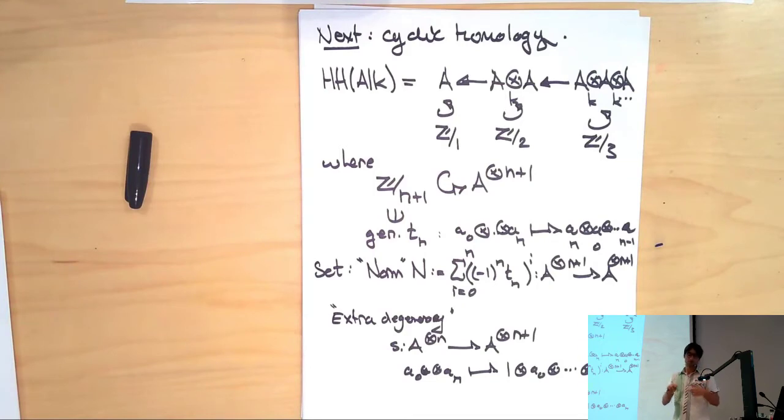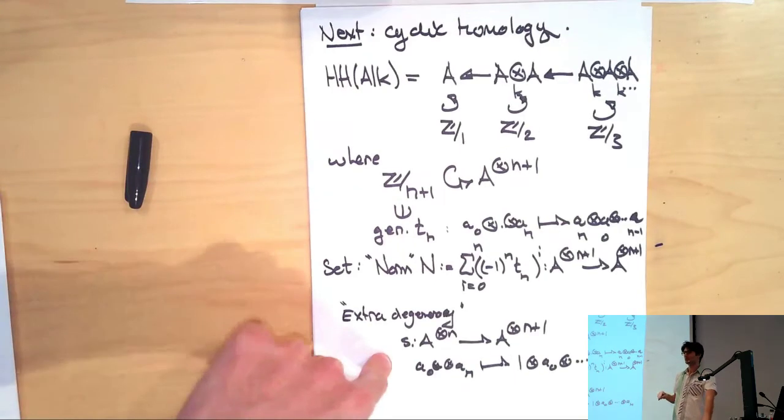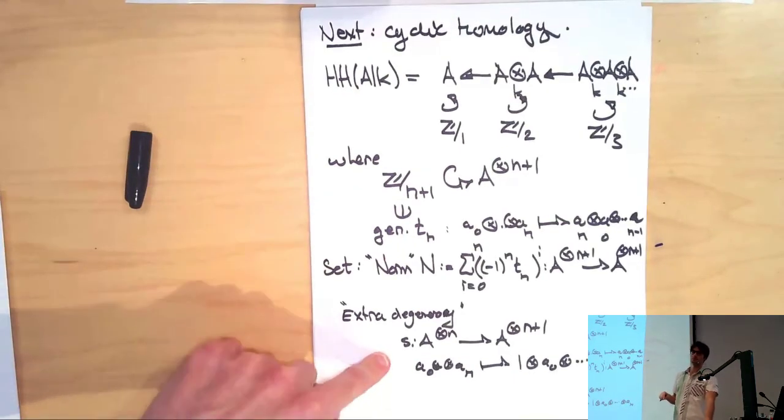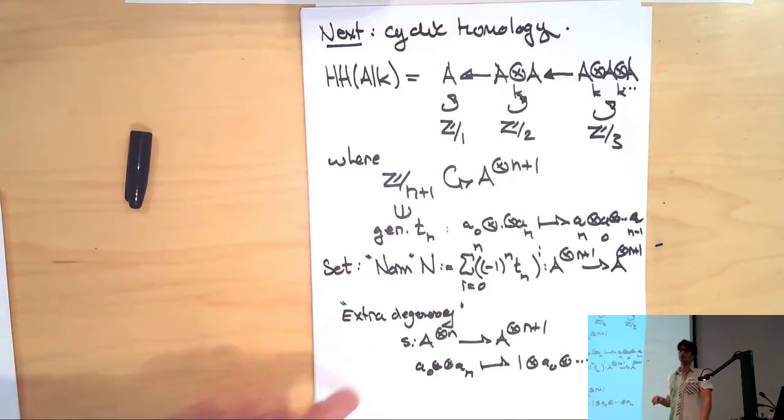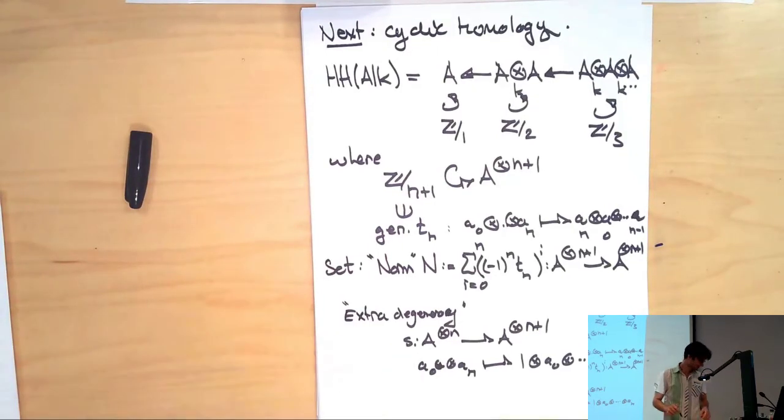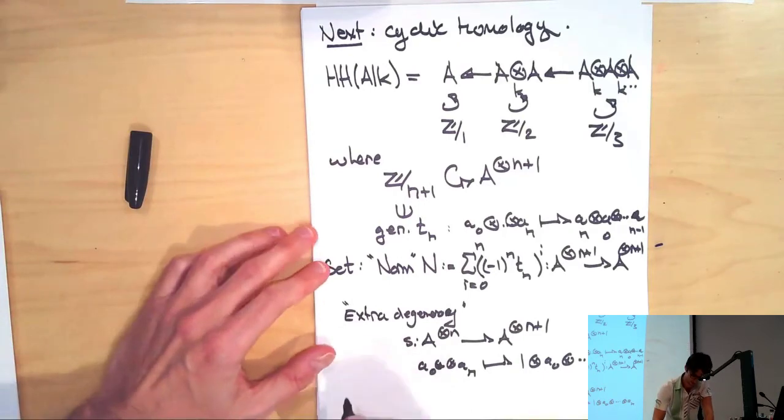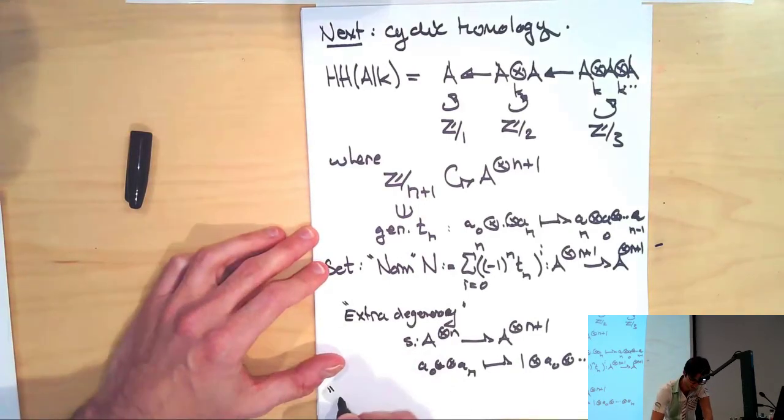But the degeneracy maps going up are given by inserting ones at various places in the tensor symbols, except that this one doesn't actually appear. So that's why it's called the extra degeneracy. You could allow inserting ones at any other places in the degeneracy maps, and that's kind of an extra one that we now write down. And then finally, this is the most important. In fact, the definition is not important.